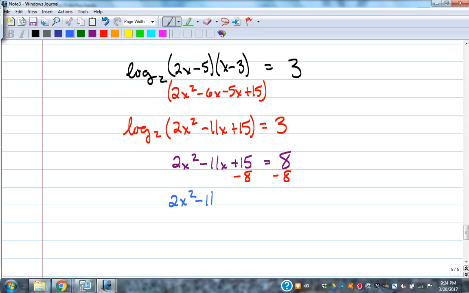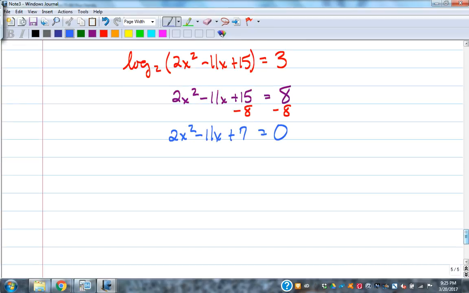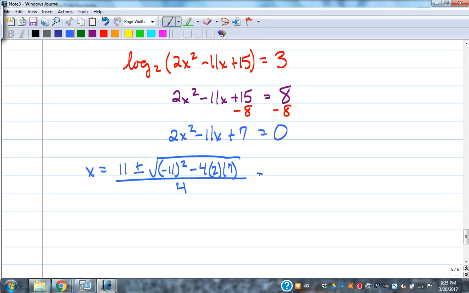2x squared minus 11x plus 7 is equal to 0. Multiply to be 14 and add to be negative 11. I don't think there's anything that does that. If it won't factor, what's my method for solving? Quadratic formula. x equals negative b plus or minus the square root of b squared minus 4 times a times c, over 2a.